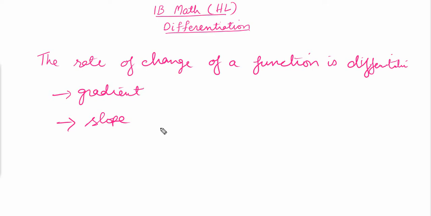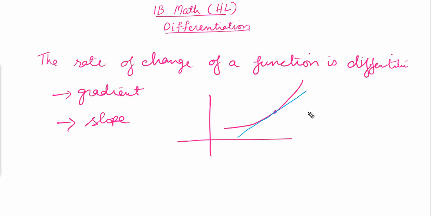So basically, let's suppose we have a function whose graph is something like this. We want to find out the rate of change of this particular function at this particular point. In order to do that, we will draw a tangent line, and we will find out the gradient of this tangent line. The gradient of this tangent line will give us the derivative of this curve at this particular point.